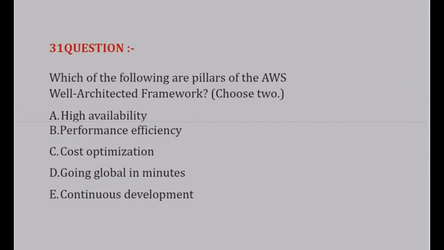Question is, which of the following are pillars of the AWS well-architected framework? Choose two options. Option A, high availability. Option B, performance efficiency. Option C, cost optimization. Option D, going global in minutes. Option E, continuous development. Correct answer is option D.